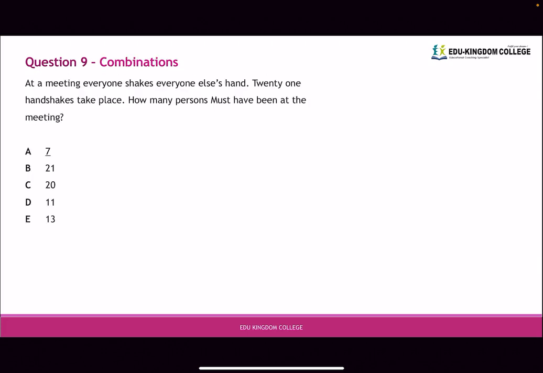Question 9, combinations. So it's just multiplying events that occur. 21 handshakes take place. How many people must have been at the meeting? If, for example, I have 7 people, the first person to shake hands is going to shake 6 other people's hands. The second person is going to shake 5 hands, because they've already shaken hands with the first person, so they're going to shake hands with 5 new people. Third person is going to shake 4, fourth person 3, and then 2, then 1. Last person is going to shake 0.